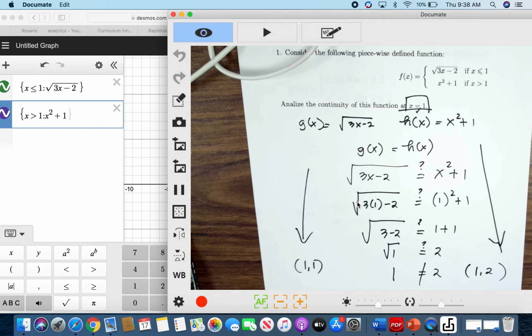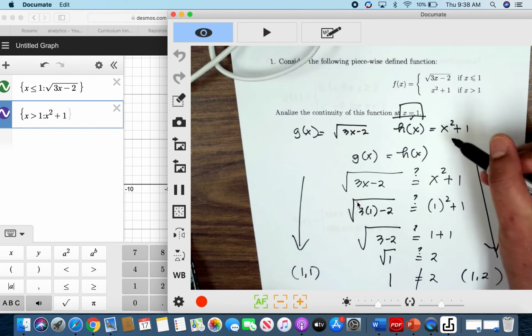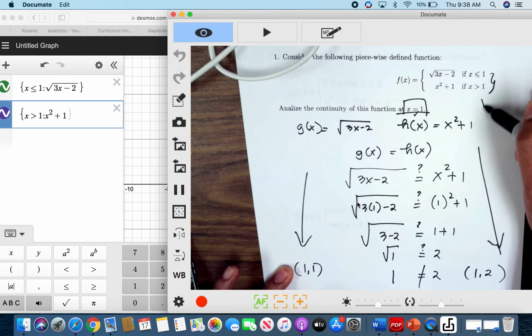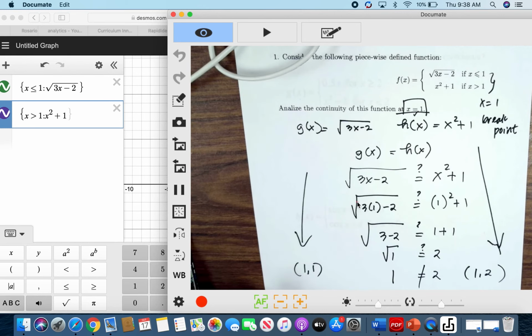And so that's how you will be able to identify whether your piecewise function is continuous at x equals 1. So just simply make the two pieces equal at a breakpoint. We call x equals 1 the breakpoint. And then after that, plug in the breakpoint to the equations, and it will only be continuous if the values of your y are the same. And in this situation, the values are different, therefore, it is discontinuous at x equals 1.